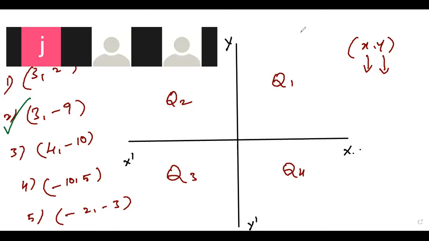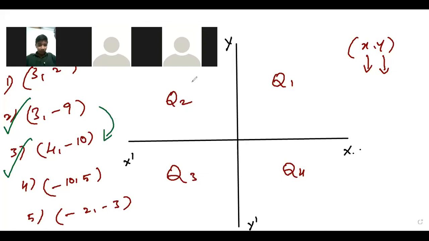Jashwant, number 3, this one. Where does it lie? 4 comma minus 10. Q3? No, Q4. Satvika, Q4. Okay, there is no difference between these two.